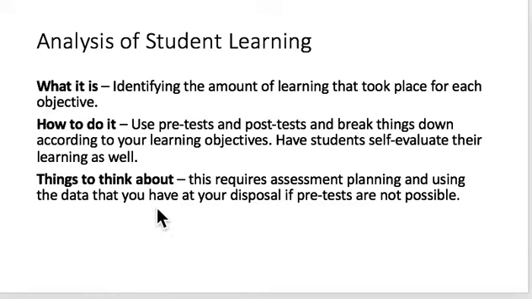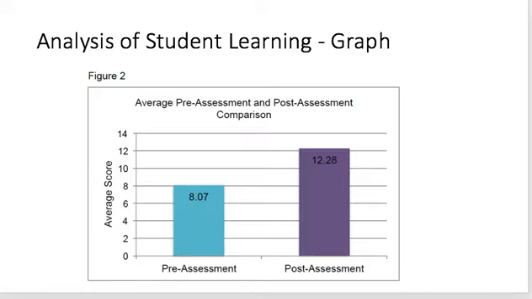Things to think about: this requires extra planning and making sure that you have a pre-assessment or some way of understanding what your students are coming to the table with in terms of academic skills. Now, you are encouraged to use either a graph or a table. You can use both. If you look at the perfect EdTPA, you'll see that they use both. This is just a simple graph of the average pre-assessment score and the average post-assessment score.